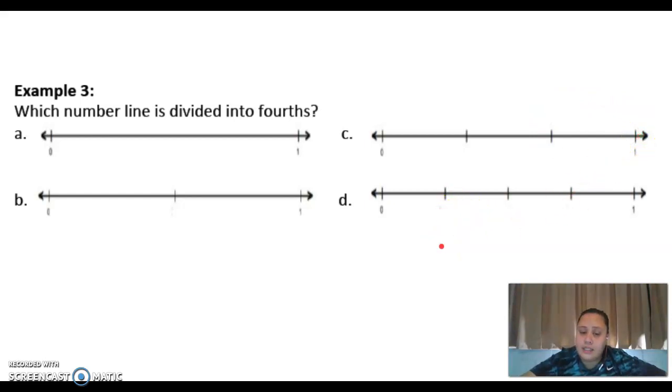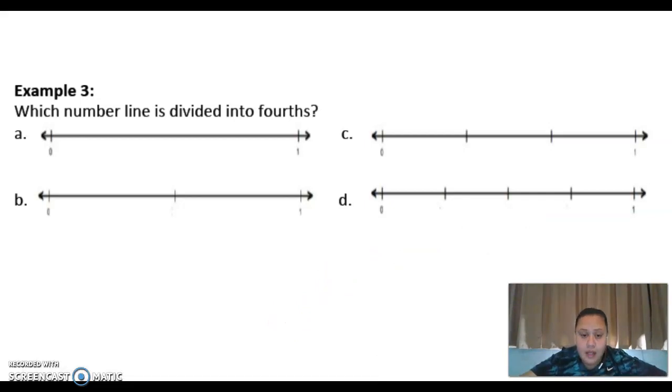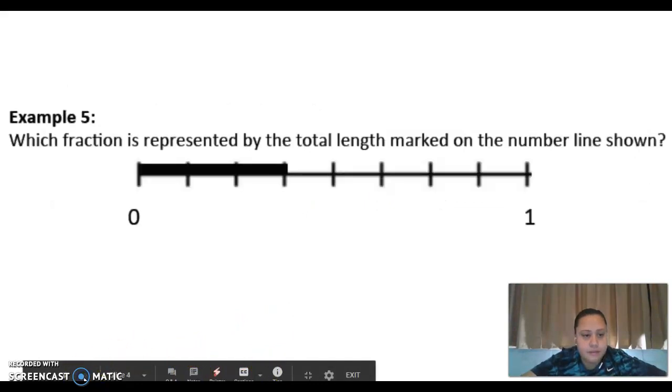And based on our testing strategies, you would say, well, I'm picking D. Let's just double check though, guys. You got time. So we're going to start at 0, 1, 2, 3, and 4. D is correct. This number line has been cut into fourths. Again, if you have questions while I'm doing this, we are not live, so I cannot answer them, but you can email me. Let me know, guys. All right, let's keep going.